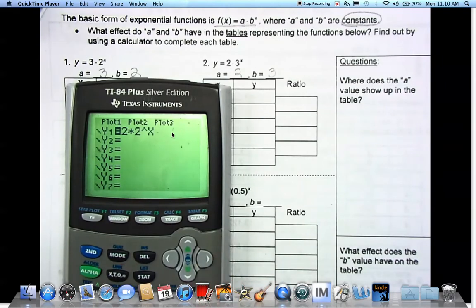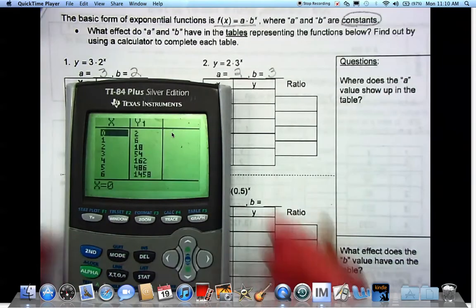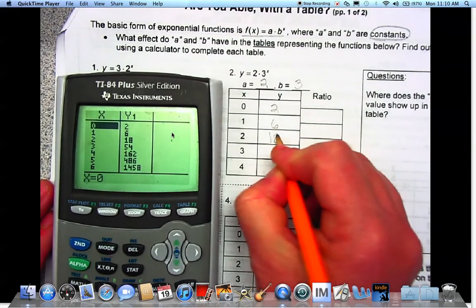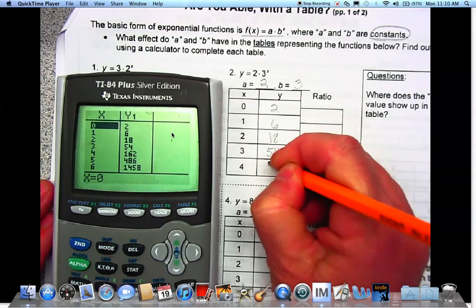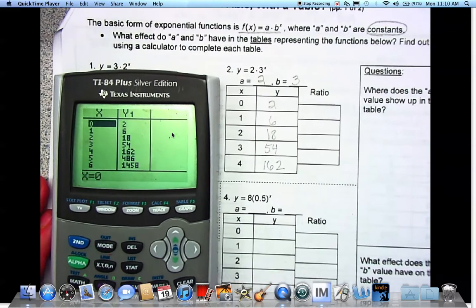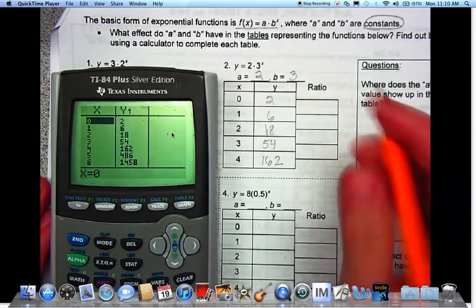Oh, what do you know? Oh, it was graphing. Stop it, Captain.